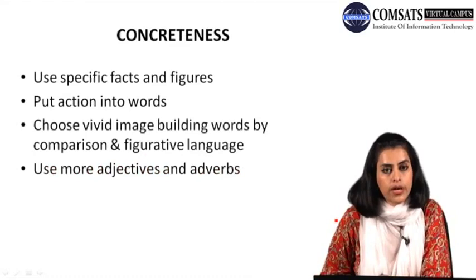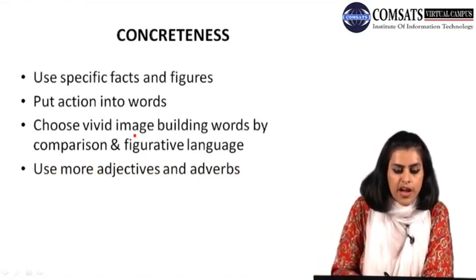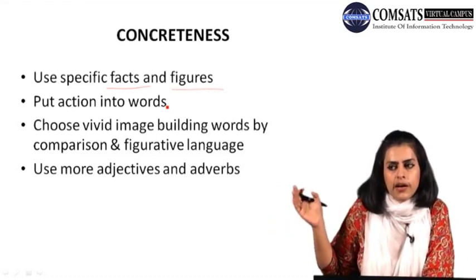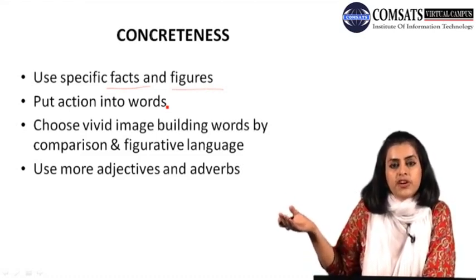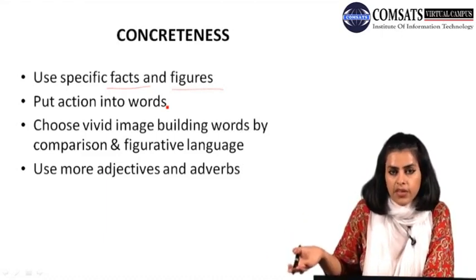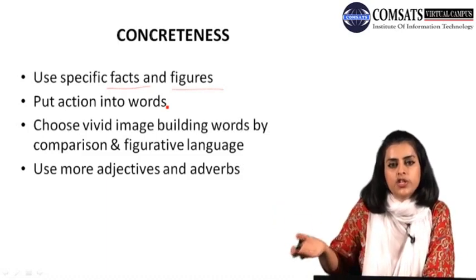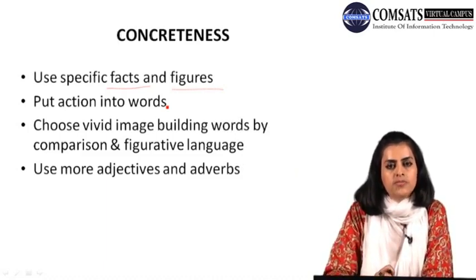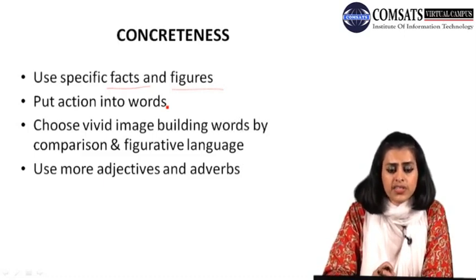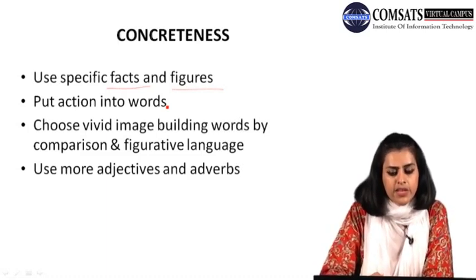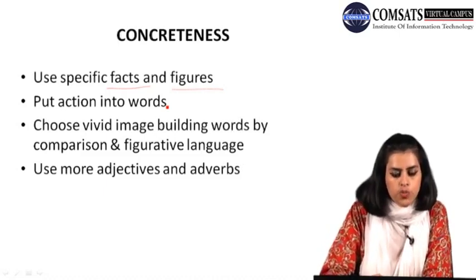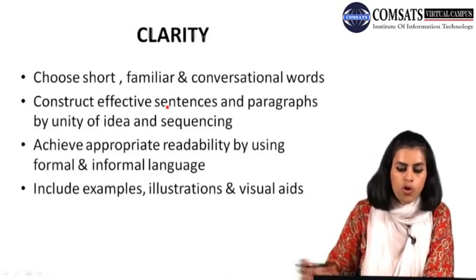The next C of communication is concreteness. Use specific facts and figures. Try to bring facts and figures into your verbal communication. Try to show them visual aids, and also show them different graphs and charts that can depict the facts and figures about something. Refer to the surveys, refer to the research, refer to the year when telling them about something. Put action into words, and make it more concrete and appealing. Choose vivid image-building words, comparison and figurative language. You can do that by adding a lot of adjectives. Use more adjectives and adverbs in your communication. That would make it more concrete.